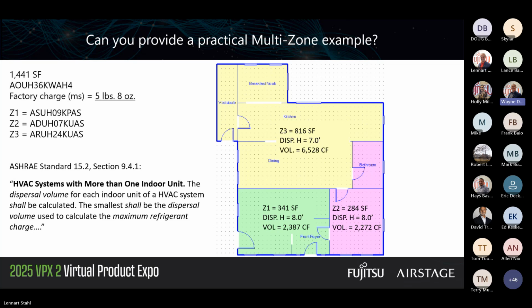So we have 3 zones here. So the zone on the lower right, which consists of a bedroom and a bath. Now you can see that there's a partition there. So technically those are not connected spaces, but they are if we have a ducted unit, because a ducted unit will take the aggregate of all the areas in the same zone. So in this case, we have 284 square feet. So keep that in mind on the lower right. Zone 2, 284 square feet. That's got a dispersal height of 8 feet, 2272 cubic feet. Next slide.